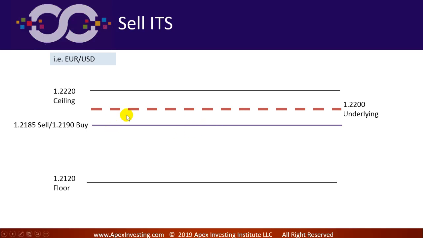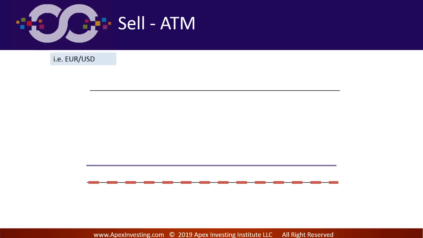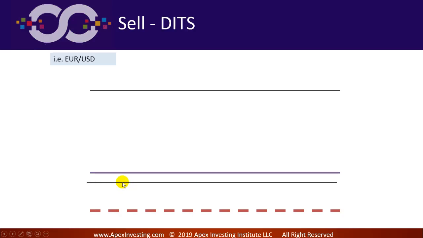Now, if it moves down to being at the same price as the underlying market, then it's going to be near the market. Okay? And then if it moves down below that, down to the floor on the sell, it's going to be at the money if it's at the strike. Okay? And if it keeps moving below that level, if the underlying market is below the floor, then it's deep in the spread. All right?